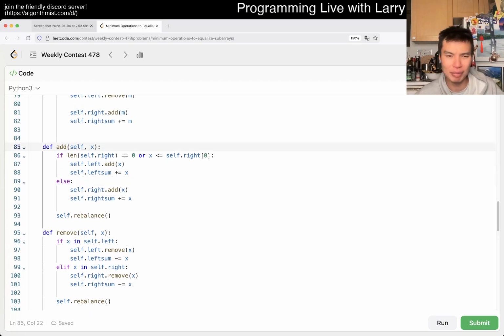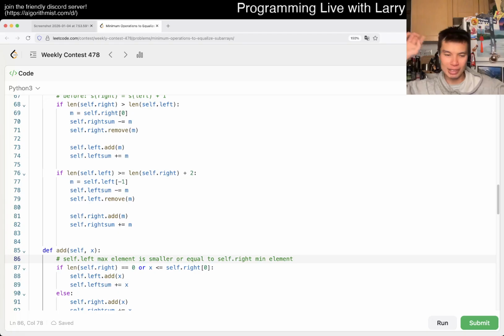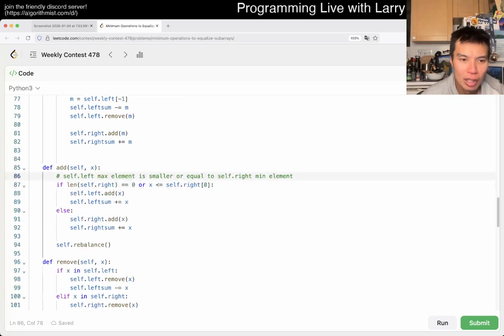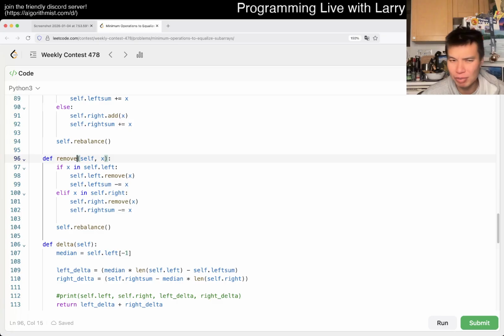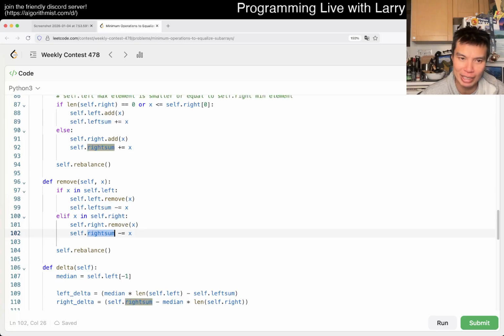invariant is true. And maybe one that I didn't mention, but maybe should be obvious, is that self.left max element is smaller or equal to self.right min element, right? So you have the left side and the right side, maybe you could call it min and max, I don't know. But yeah, you add it to either the left or to the right, and then we rebalance. We just check whether it is on the left or the right, and then we rebalance, keeping in mind that we also keep track of the sum on the left and right side.